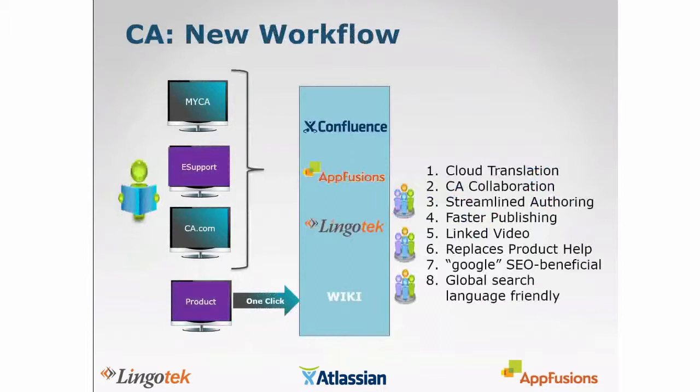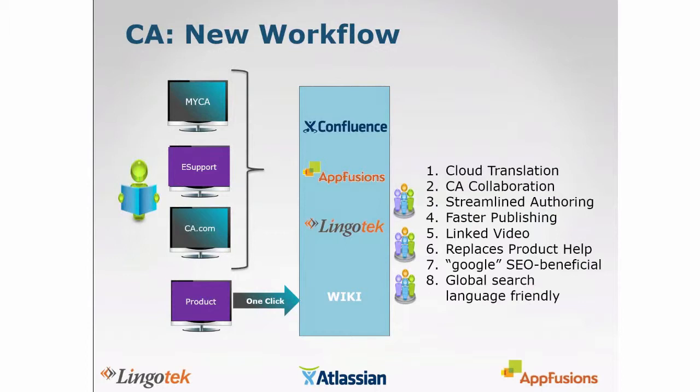What we found is that the particular solution that we're talking about today from Lingotek and AppFusions is going to enable us to get rid of a lot of those manual processes and steps and work in a Confluence wiki where we can, in a single platform, manage all of our content authoring, collaboration, translation, and information delivery. So the benefits that you see at the right are that all of this can be done in the cloud. We don't have to do this internally within the firewall at CA. We can get collaborators from many different locales across the world to help. It improves our collaboration within CA. Our authoring processes are now streamlined. Publishing takes minutes, not hours.